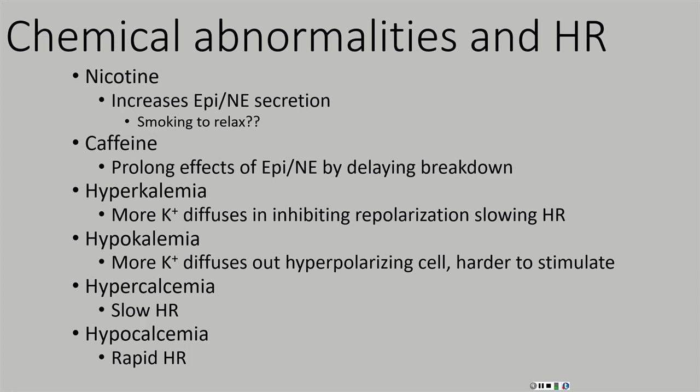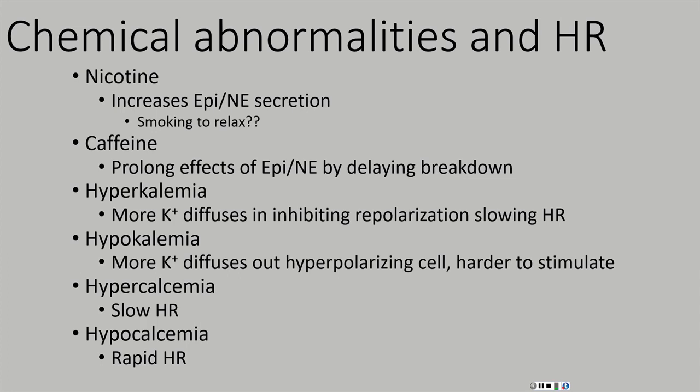Next, potassium, K+. Hyperkalemia means too much potassium. Hypokalemia means not enough potassium. Hyperkalemia, when there's more potassium, then more potassium diffuses into the cell rather than out. So more potassium diffuses in, which inhibits repolarization. And if we inhibit repolarization, then we're going to slow down the heart rate.